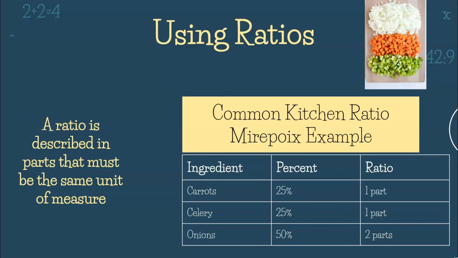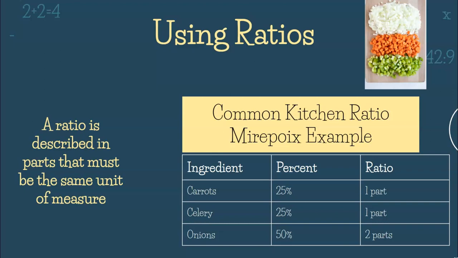A ratio is described in parts that must be the same unit of measure. All right, it has to be equal. You can use this in a lot of different recipes, but a mirepoix is a perfect example. When you're making a mirepoix, it needs to be equal parts of carrot and celery, and then 2 parts of onion. So 50% onion, 25% celery, 25% carrots. All right, and that's the breakdown.